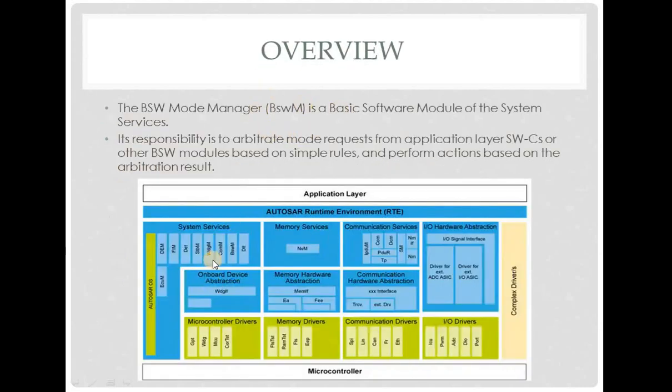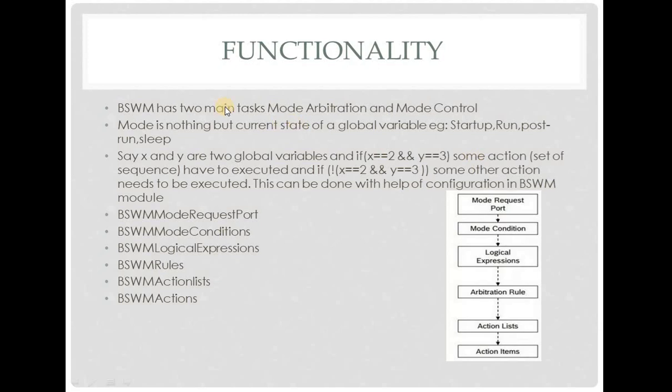Overview about BSWM. BSWM sits in the system service layer of AUTOSAR. The main functionality of this is it gets the mode indication or mode change request from other modules such as application and other BSW modules, and depending on the mode request or indication, the corresponding action will be executed based on some rules. So we can classify two main tasks inside BSWM: one is mode arbitration and the other is mode control.